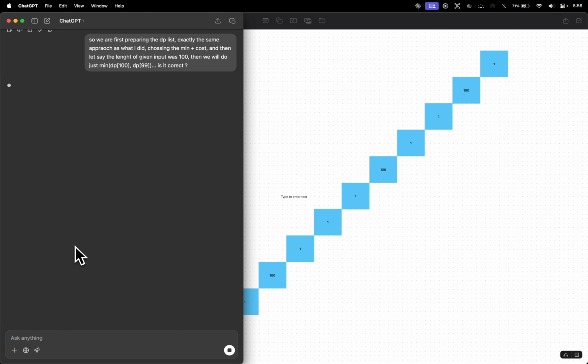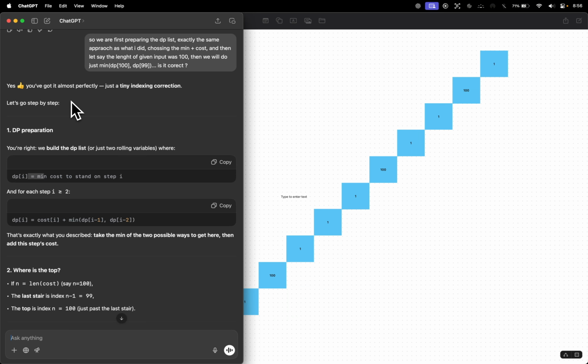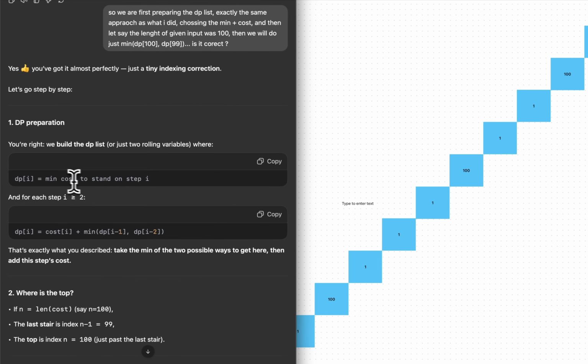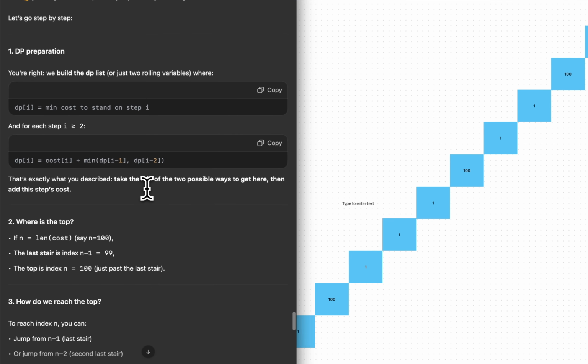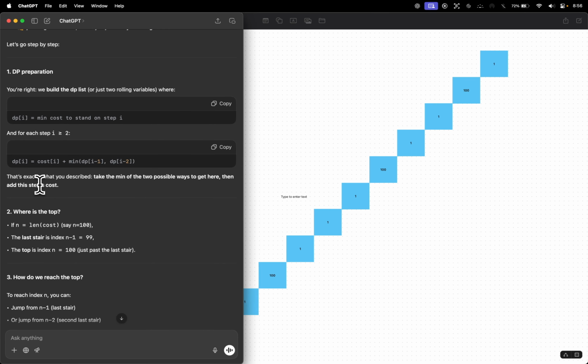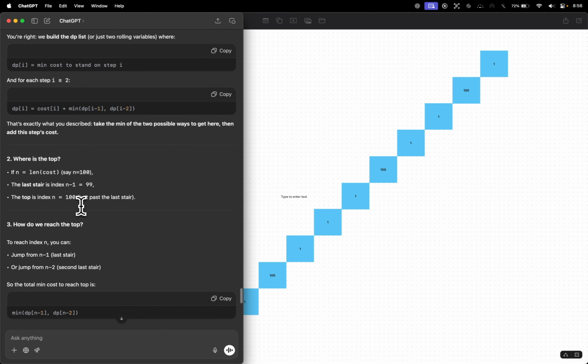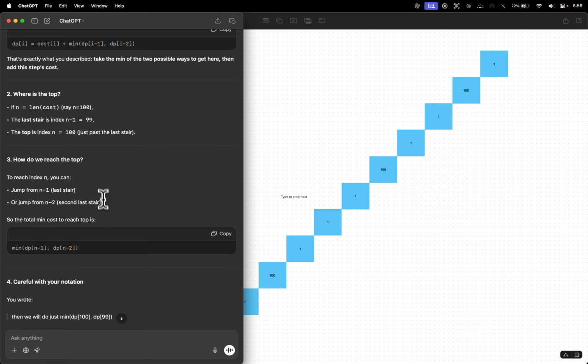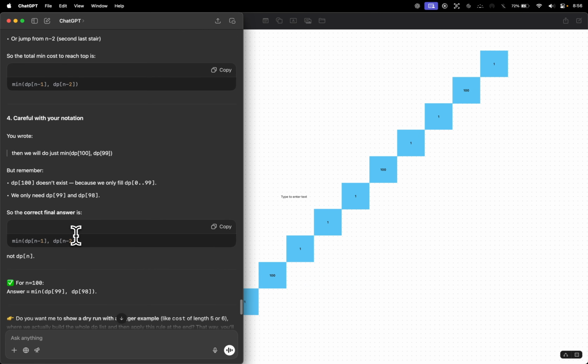Yes, you got it almost perfectly, just a tiny bit of index correction. You are right that we will make the DP list where the DP of I is equal to the minimum cost to stand at I, and then this is exactly what we described. Then take the minimum of the two possible ways to get there. Okay, yeah, that's correct.